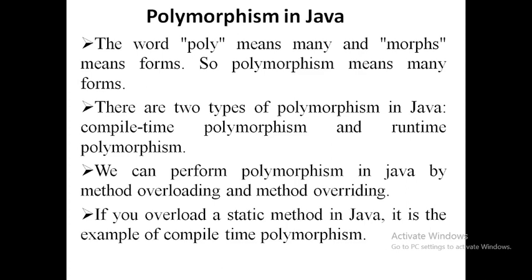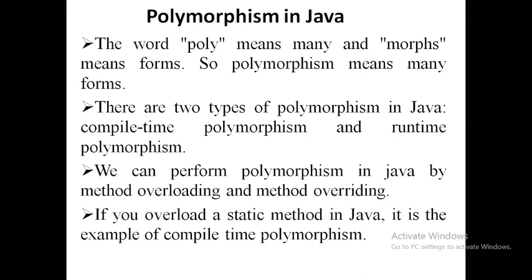There are two types of polymorphism in Java: compile time polymorphism and runtime polymorphism. These are the two polymorphisms in Java. We can perform polymorphism in Java by using two methods: method overloading and method overriding.